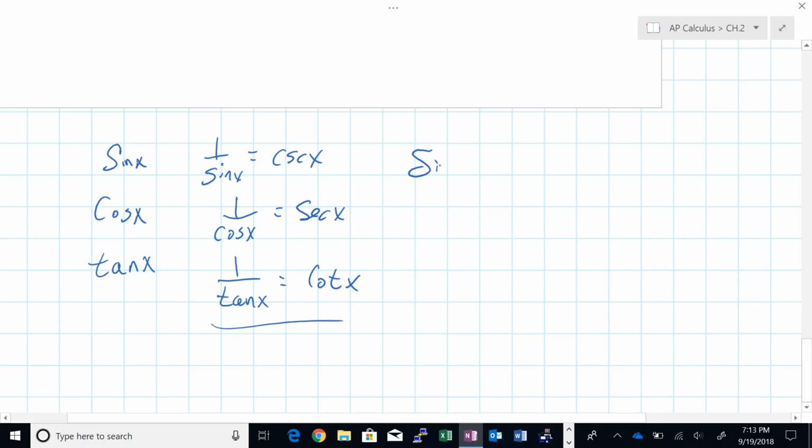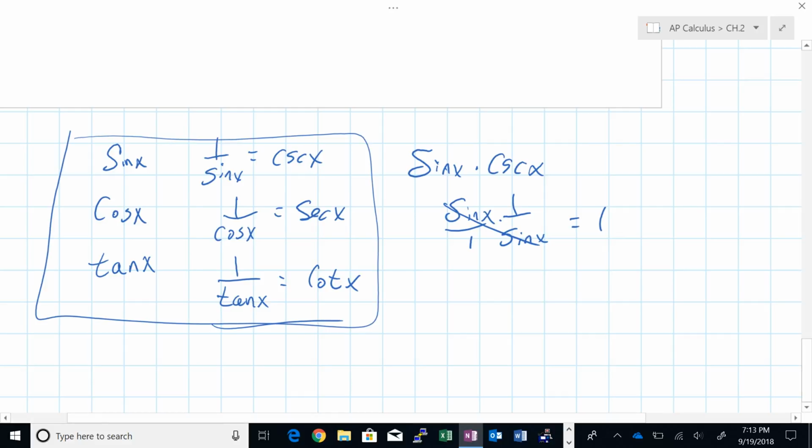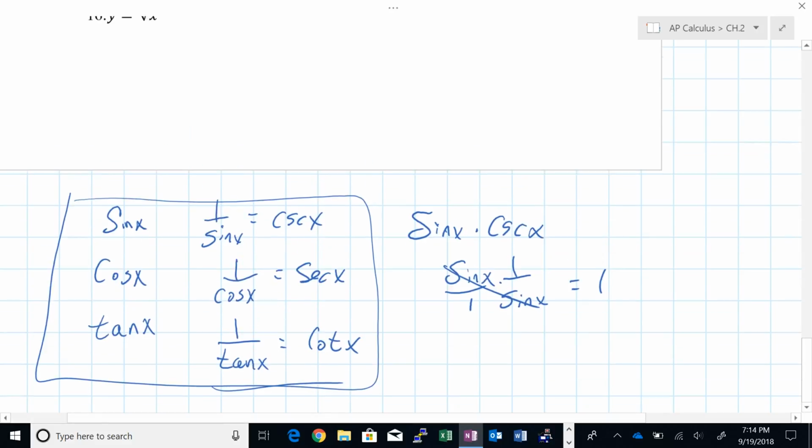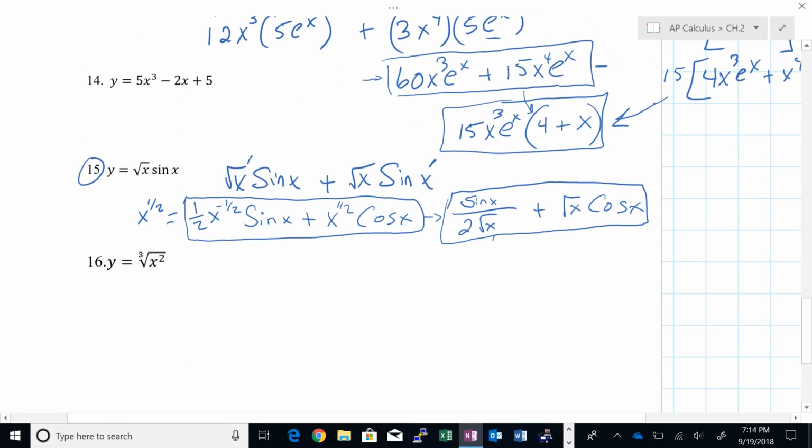Realize some things like this. What is sine of x times cosecant of x? Well, cosecant is 1 over sine. So they kind of cancel. So that really just turns into 1, right? So knowing some of your trig identities can help you clean up the problem before you differentiate. Okay? So knowing some trig identities won't hurt you. You don't have to do it, but it's good to know.